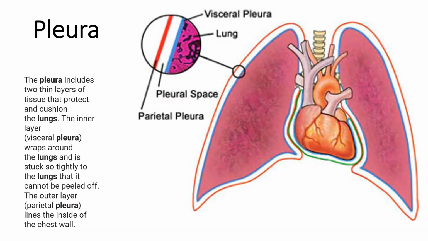All right, the pleura, outside right here, lungs there. We have the visceral pleura and the peritoneal pleura. The pleura includes the two thin layers of tissue that protect and cushion the lungs. The visceral pleura, the inner layer, wraps around the lungs and is stuck so tightly to the lungs. That will be the visceral pleura right here in the blue, whereas the peritoneal pleura is the outer portion. So definitely know that.